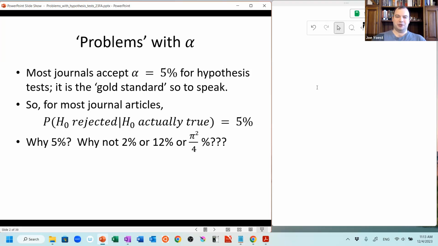So why 5%? Why not some other percent like 1 or 10%? Or for that matter, you might have looked at this and said, it's kind of strange that we pick nice round numbers that to humans look nice, but why not 12%? Why not pi squared over 4%? It seems somewhat arbitrary that we picked 5%, and that's just what we use most of the time.